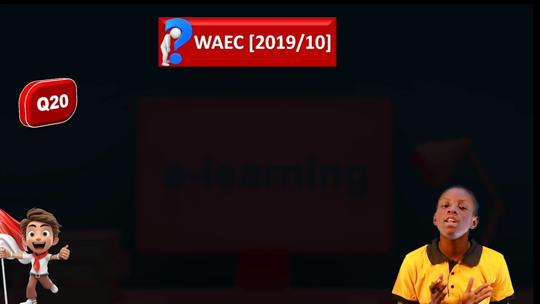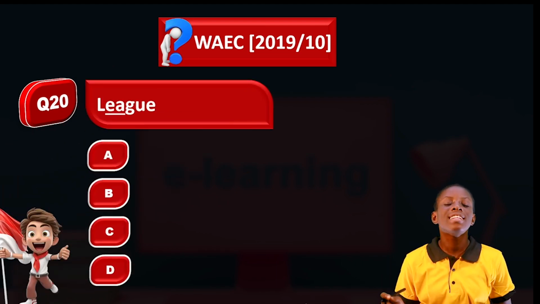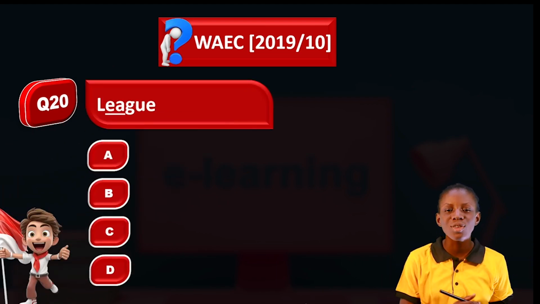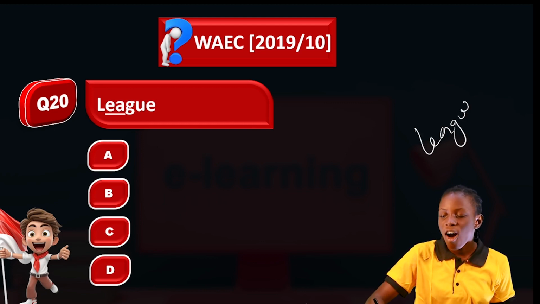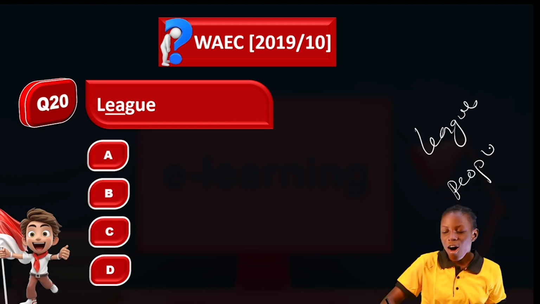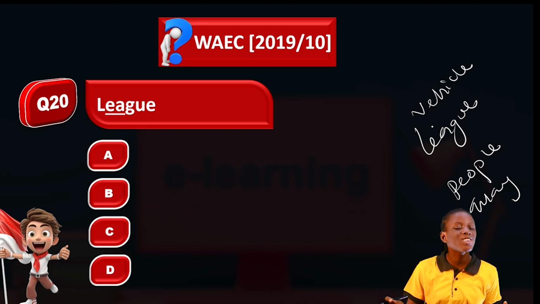So moving on to our next question, in the year 2019, question 10, WAEC asked this lovely question. We have our given word to be leak. Leak is a very important word. Take note of your leak, your people, your key. They are very important words. You can see them repeating themselves, right? Your vehicle is also part of it. Take note of these words.